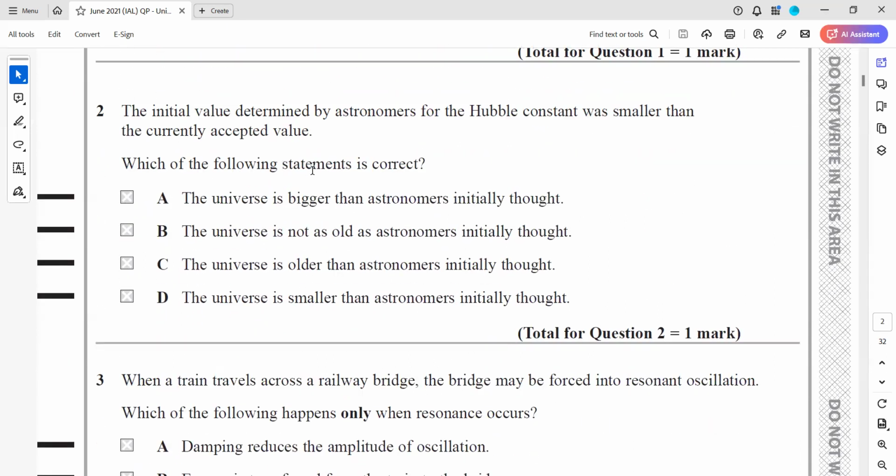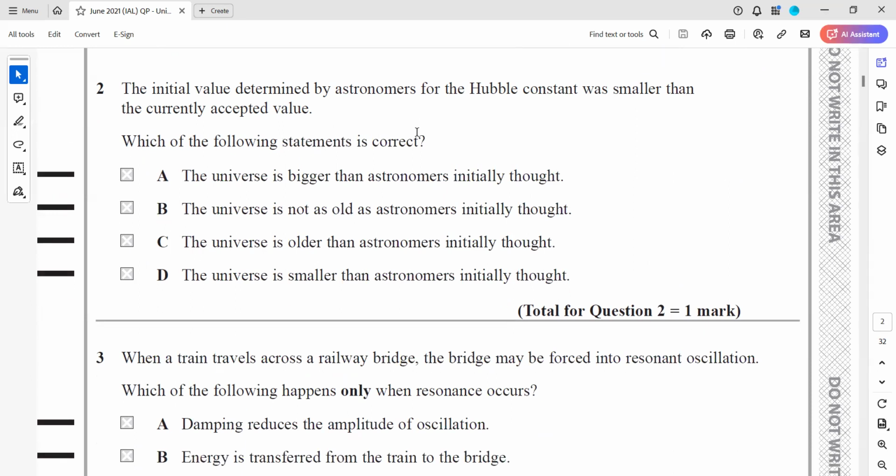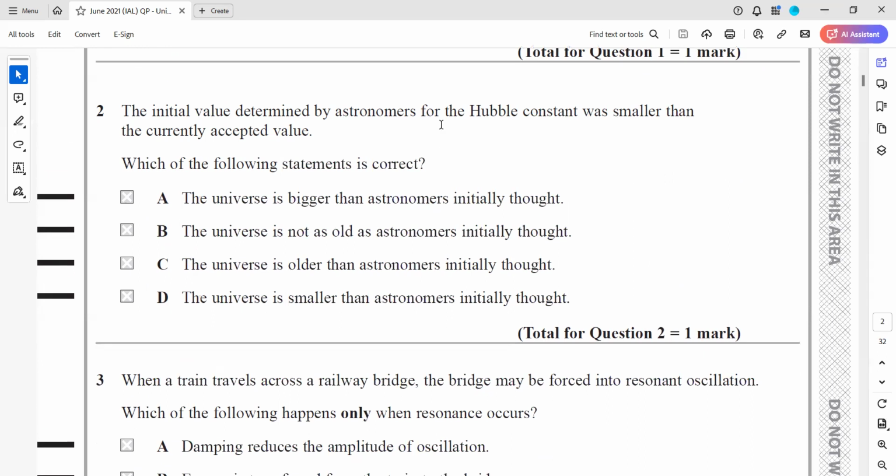The initial value determined by the astronomers for the Hubble constant is smaller than the current accepted value. Which of the following statements is correct? So the Hubble constant and the age of the universe are inversely proportional. So when we check the options, which of the following statements is correct? The universe is bigger than the astronomers initially thought.